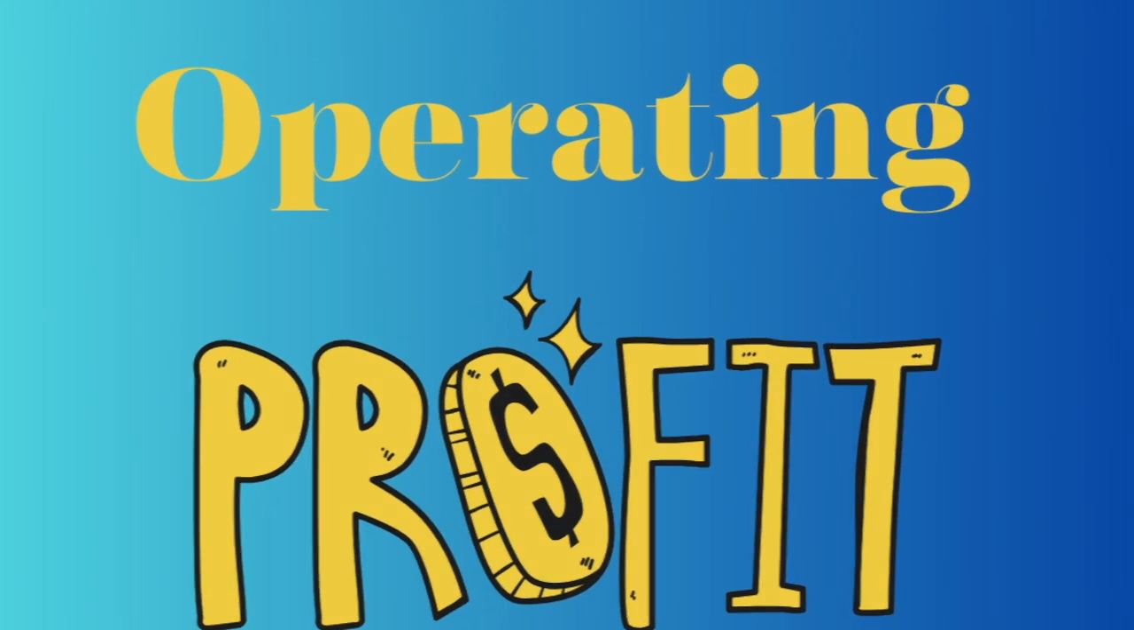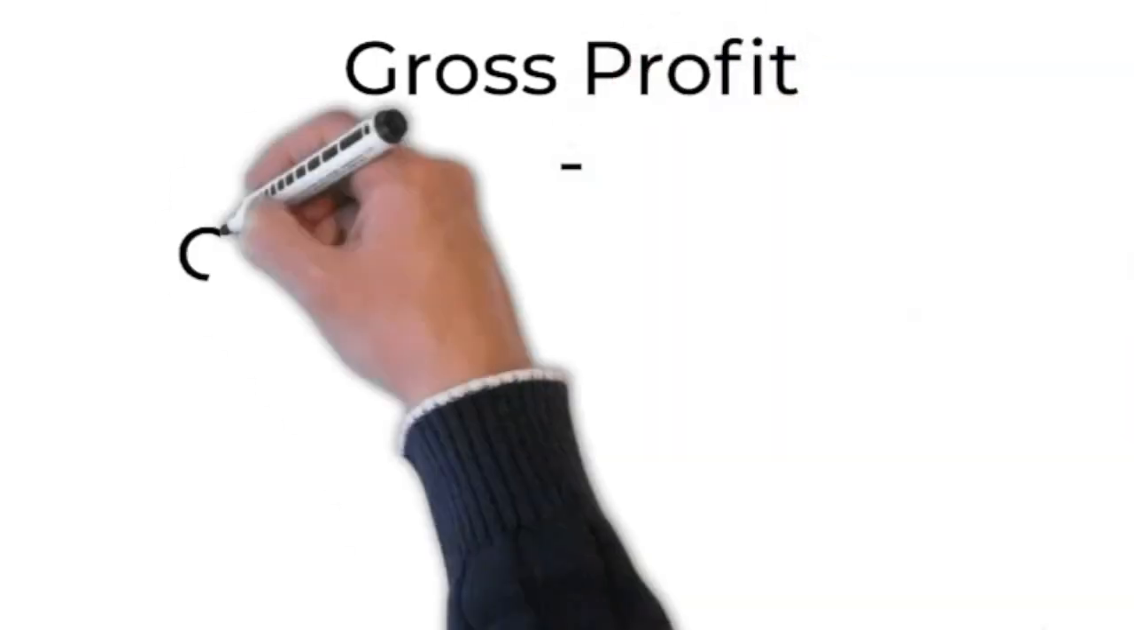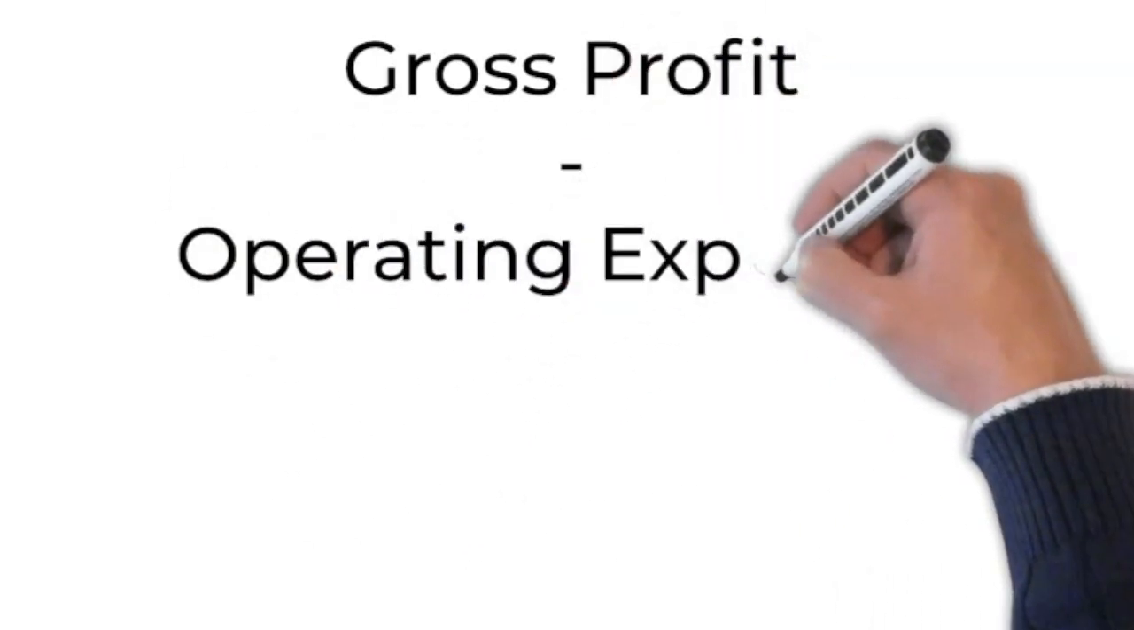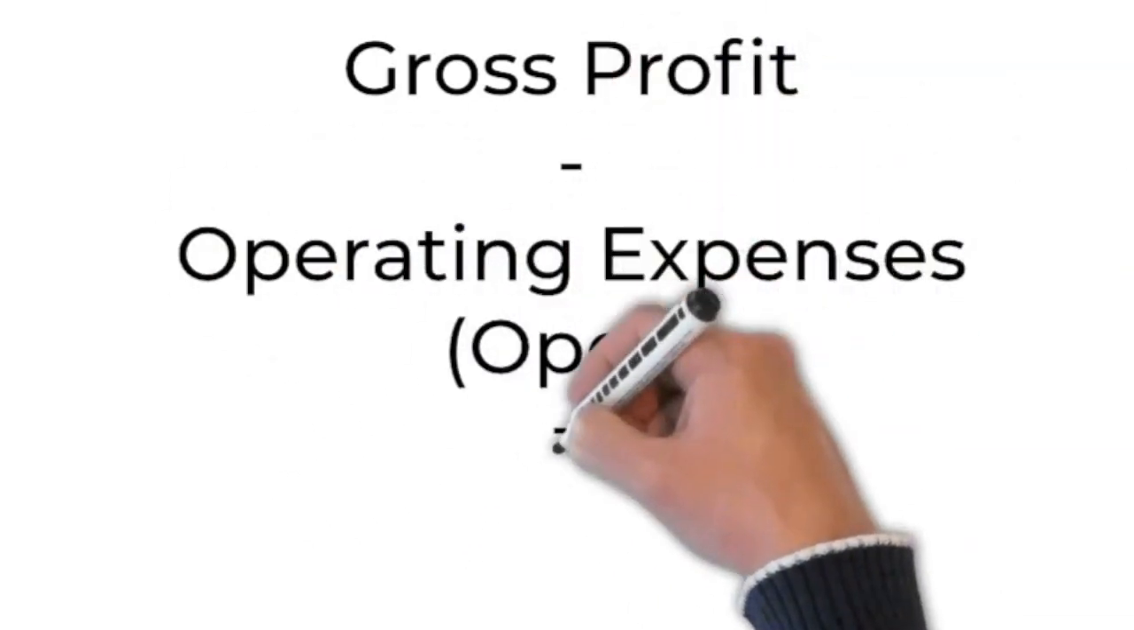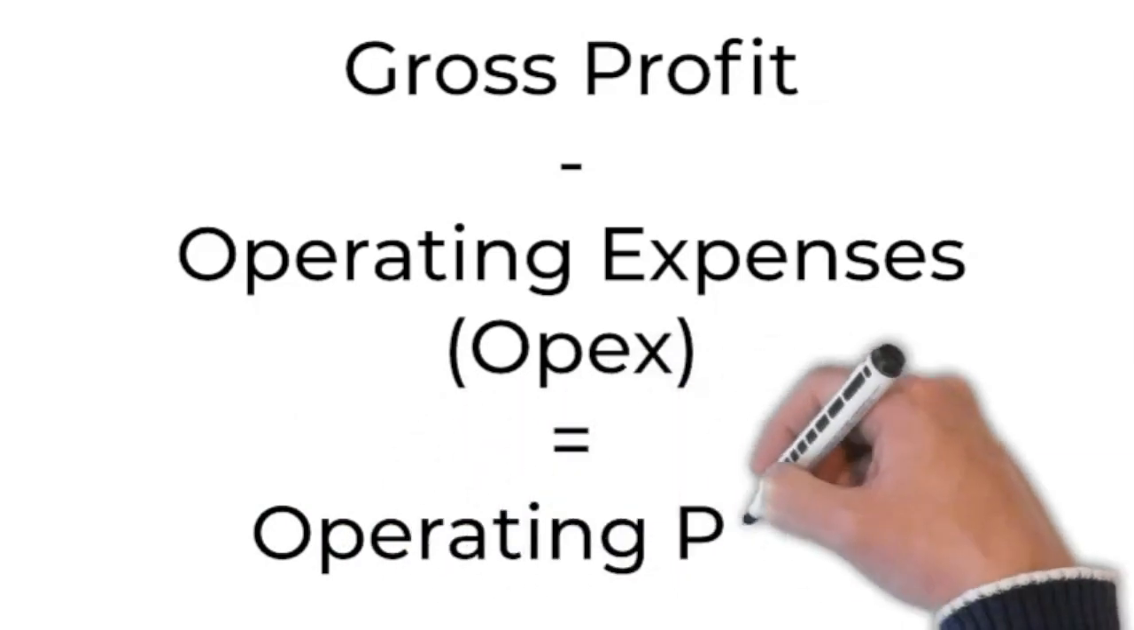Next, let's move on to the operating profit. Operating profit refers to the profit we have after our operating expenses have been covered. And it's calculated by our gross profit minus our operating expenses, sometimes also called OPEX or fixed expenses. This is also a handy metric to compare ourselves to other businesses.